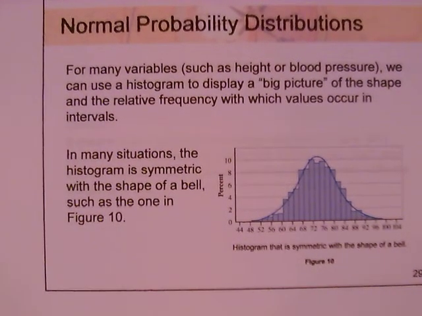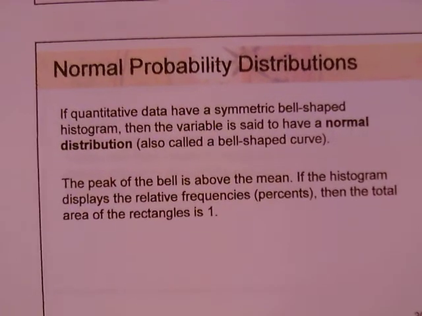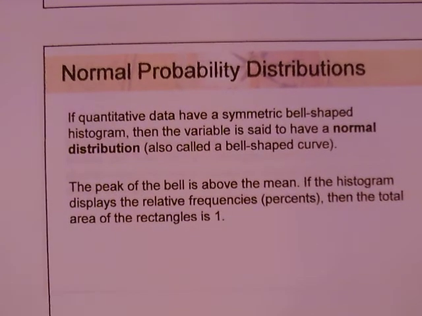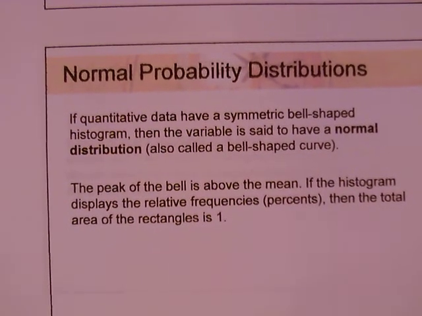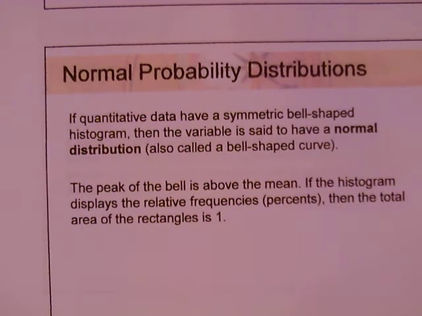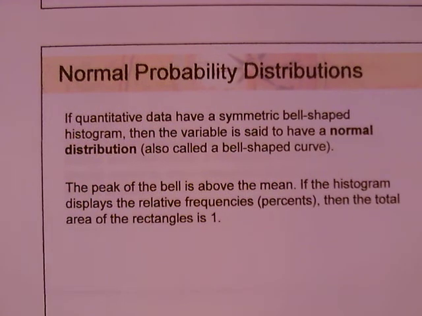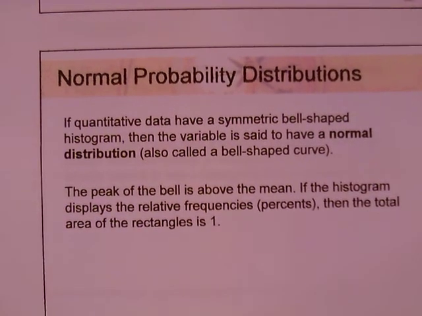Okay. So if quantitative data have a symmetric bell-shaped histogram, then the variable is said to have a normal distribution, also called a bell-shaped curve. And the peak of the bell is above the mean. If the histogram displays the relative frequencies or percents, then the total area of the rectangles will be 1.